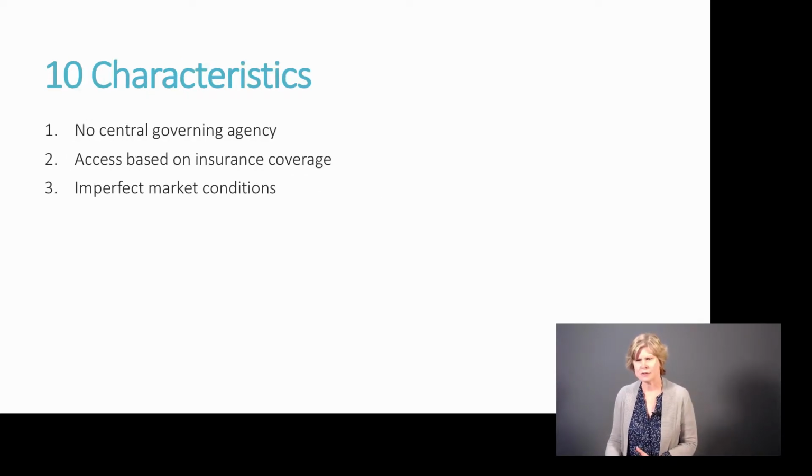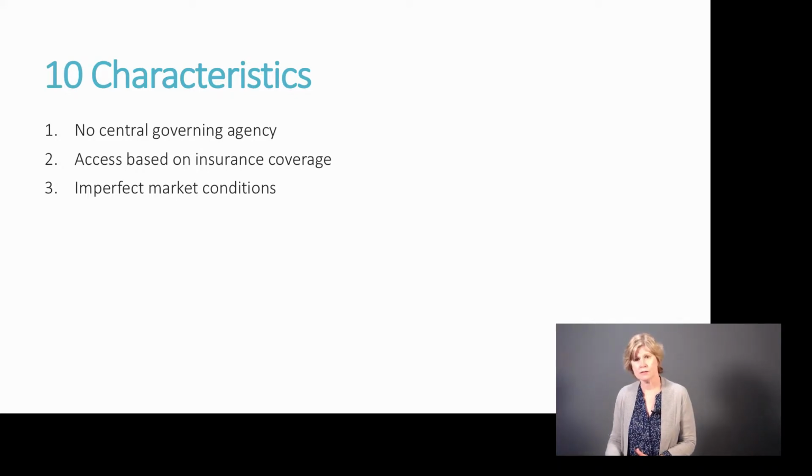Now, let's look at the 10 characteristics of the U.S. healthcare system. First, there is no central agency which governs or administers healthcare in the U.S. That's pretty amazing considering the size of our country and its economy. Our healthcare system is largely privatized for finance and delivery of services. However, without oversight, how successful do you think a market-based healthcare system could be?